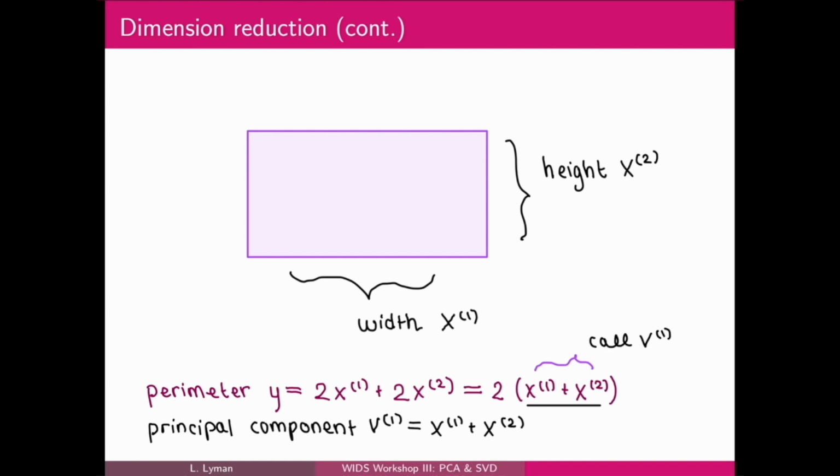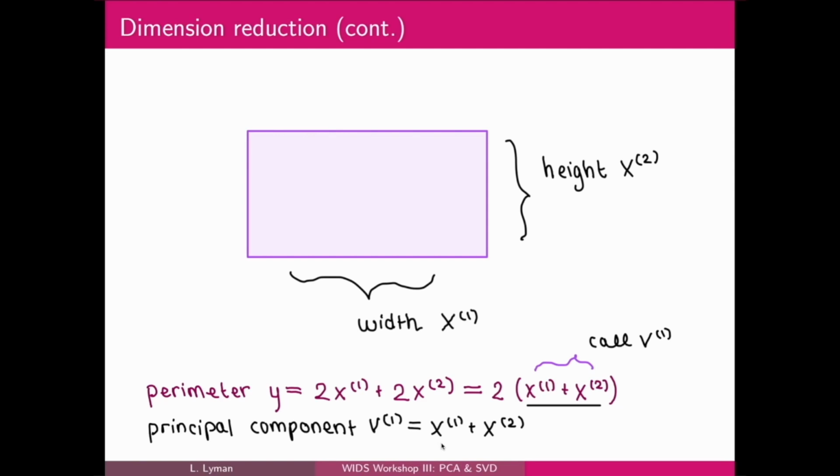To reiterate, unlike linear regression, principal component analysis isn't asking whether x1, the width, or x2, the height, is less meaningful or important than the other for explaining the output. Instead, it says that for calculating the perimeter, we don't necessarily care about width or height individually, but instead their interaction or relationship, encoded by x1 plus x2, is what characterizes the property we're interested in.